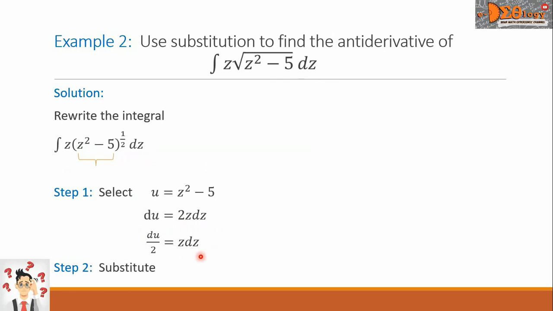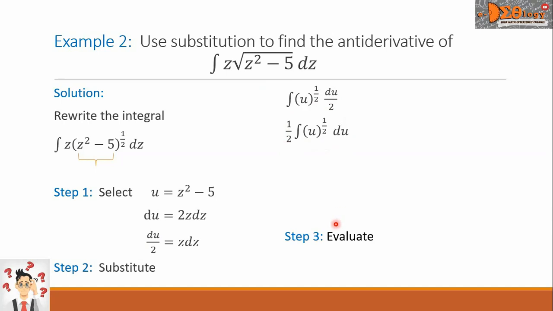Step 2. Let us now substitute the values that we found in step 1. So we have now the integral of this quantity z squared minus 5, that is the u, and then raised to the exponent 1/2, and this z dz is equal to du over 2. So we copy it here. Now, this denominator 2 is a constant that we can put outside the integral sign. So we have now 1/2 times the integral of u raised to 1/2 du.